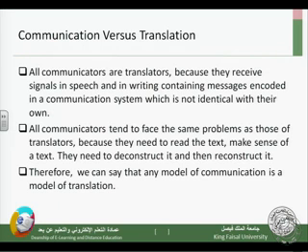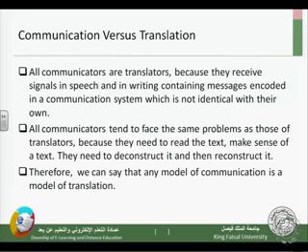Point number one, communication versus translation. There is a lot of similarity between communication and translation. Now, all communicators are translators. Why? Because they receive signals in speech and in writing containing messages encoded in a communication system which is not identical with their own.